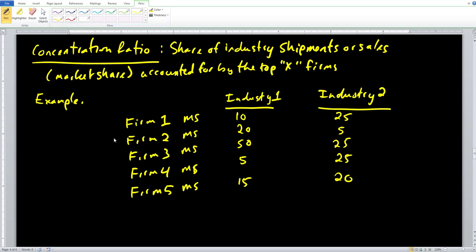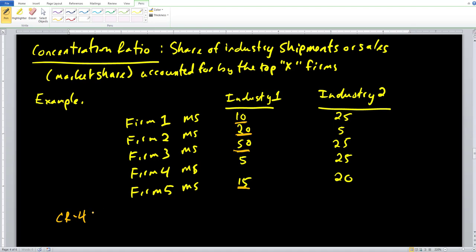Now we want to go ahead and find the concentration ratio, say, for the top 4 firms. Anytime we want to denote shorthand for the top X firms, we just use CRX. So CR4 in this instance, because we want to see exactly how much the top 4 firms take up in market share or sales for each of these industries. For industry number 1, all we really need to do is identify the top 4 firms in terms of market share. So we choose the highest numbers: the highest number is 50, we'll take that. We'll take 20, we'll take 15, and then we'll also take 10. We take them from highest to lowest.